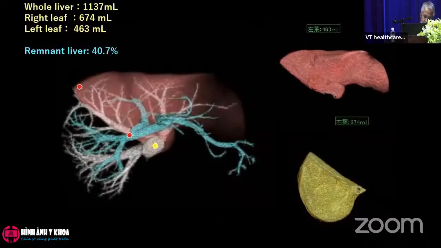This is a simulation of living donor liver transplantation for a candidate donor. When donating the right lobe, the donor should be selected so that the residual liver does not fall below 35%. This case remains at 40.7% donor.